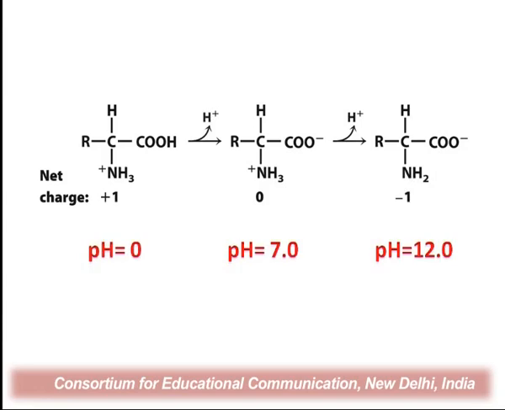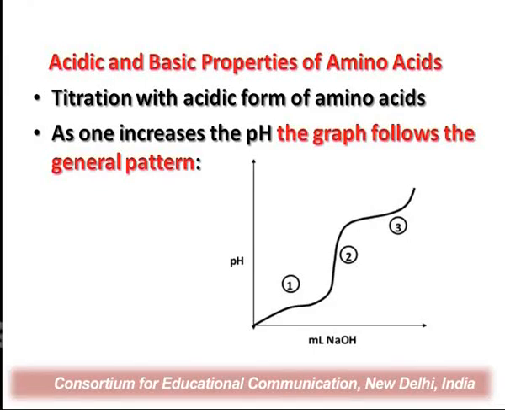So now if we talk of the general acid and basic properties of amino acids, let us consider the general titration curve of an amino acid. What you have to remember is that when you are plotting the graph, it will be plotted between the pH and the amount of base that we are adding.